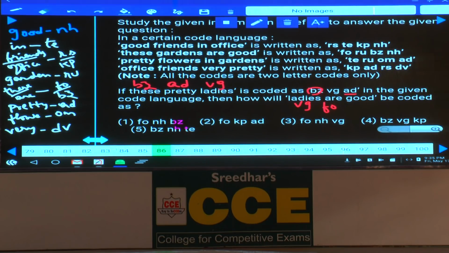Tell me what is the code to the word good? Good is NH. Hence VG, FO, NH, VG, FO, NH, that is choice 3, 86.